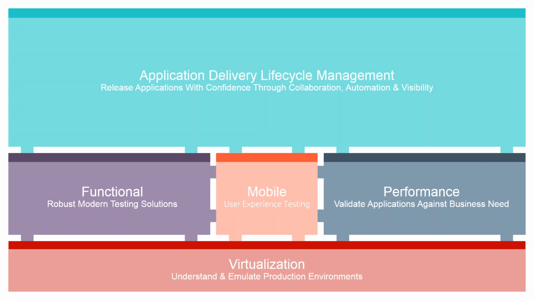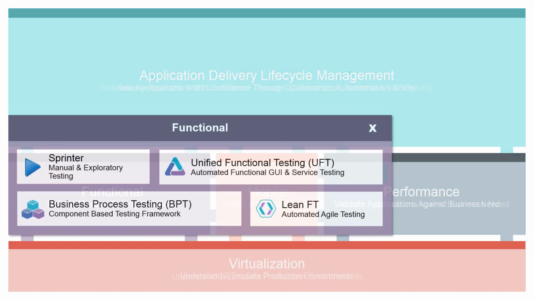But Lean functional testing fits in obviously to the functional area, and it sits alongside existing tools such as Sprinter for manual and exploratory testing, UFT for unified functional testing, GUI and service testing, business process testing around componentizing testing frameworks, and Lean FT becomes part of the UFT offering.